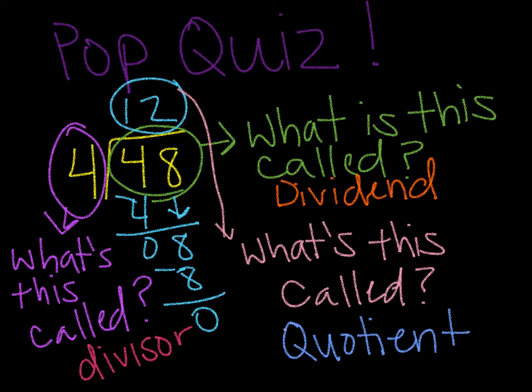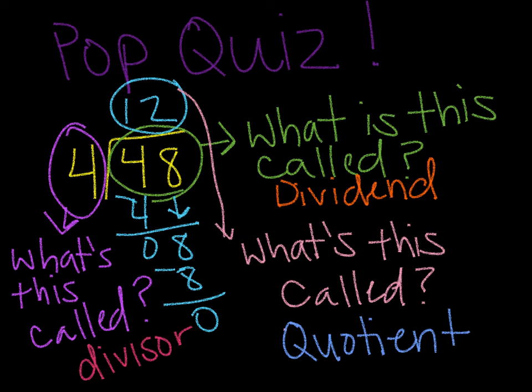Pop quiz. We have 48 divided by 4. We know that that is going to be 12 because we solved it. What is the 4 called? It is the divisor. What is the 12 called? It is the quotient. And what is the 48 called? That is the dividend.